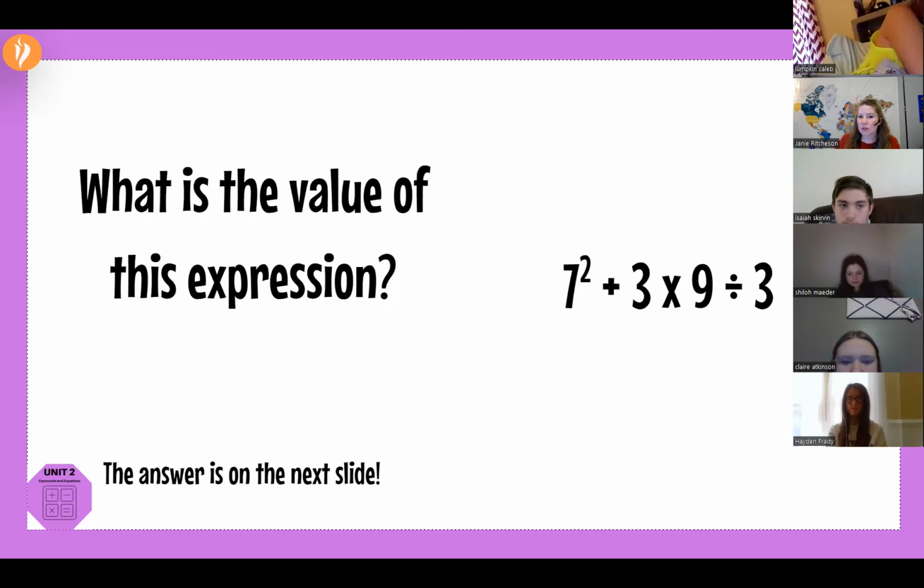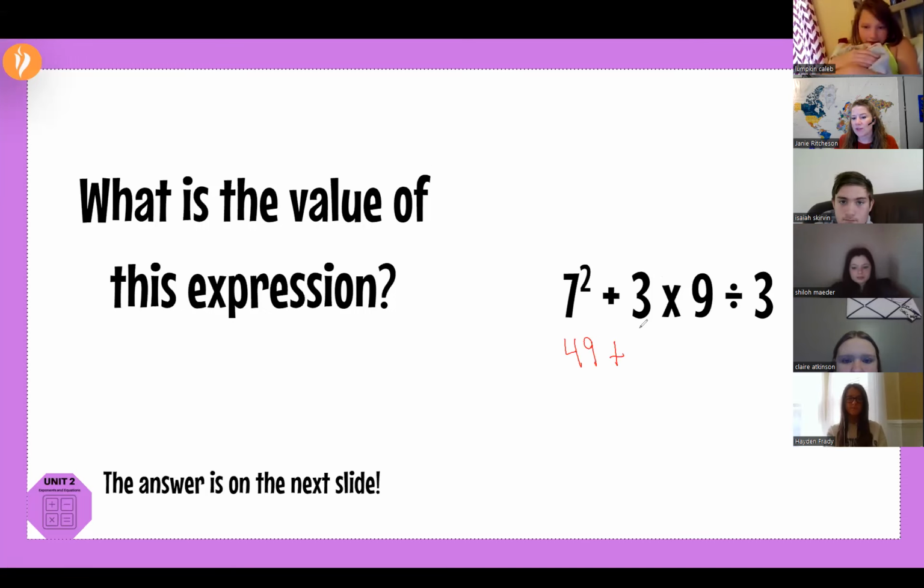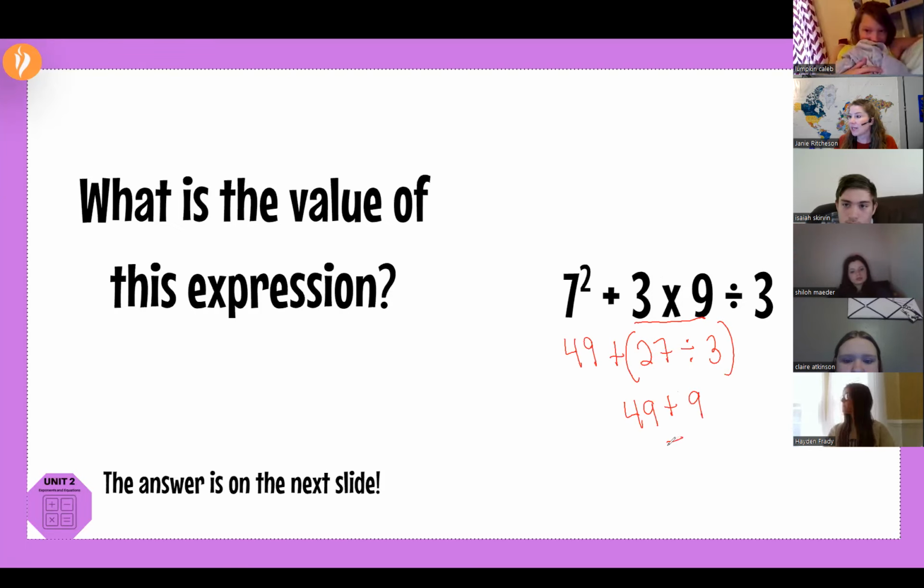All right, so on this one, we do exponents first. So exponents first is 49 plus, and then we do multiplication first because it comes before the division problem. So we have 27, and then we must bring everything else down. Our next line, we have to divide before we're allowed to add. So 27 divided by 3 is 9, and the final answer is 58.